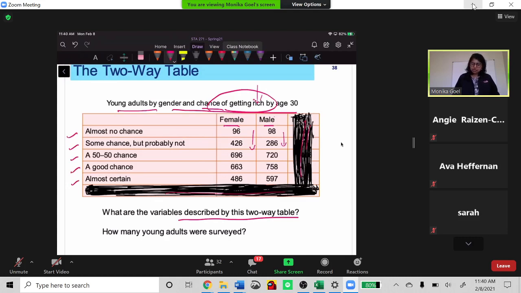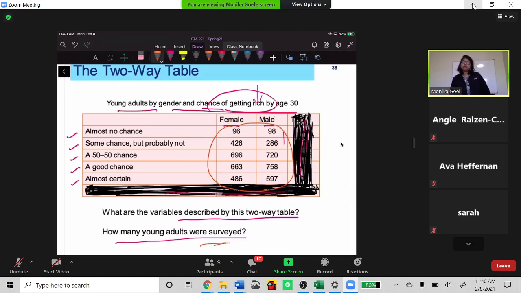The next question is asking how many young adults were surveyed. If we are looking at young adults, there are two ways. I know how many we have. So you can add everything and you get the total.